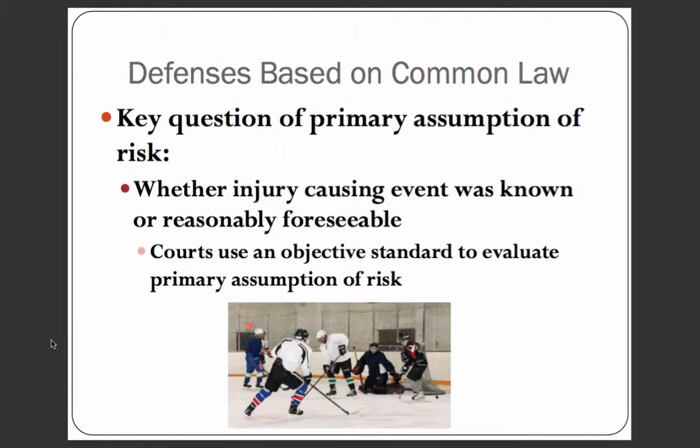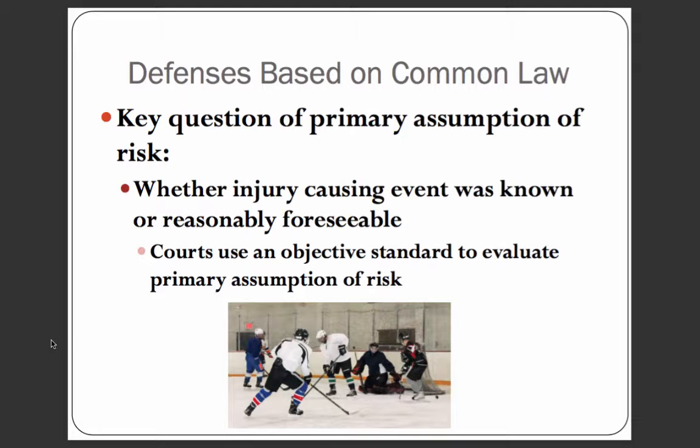So with primary assumption of risk, the real question is whether the injury that caused the event was known by the plaintiff, or at least foreseeable when they actually went to do the activity. So courts here would use an objective standard. So again, more like a reasonable, prudent person from an objective point of view.